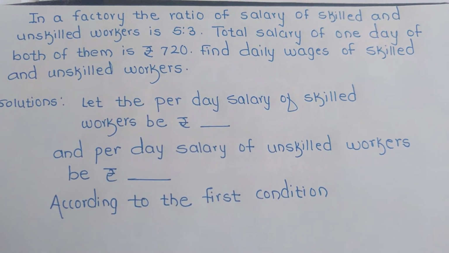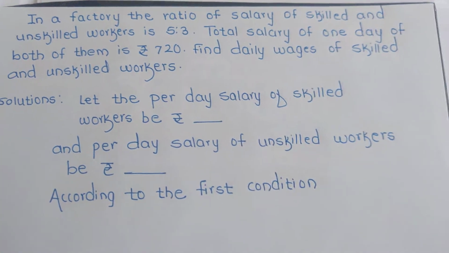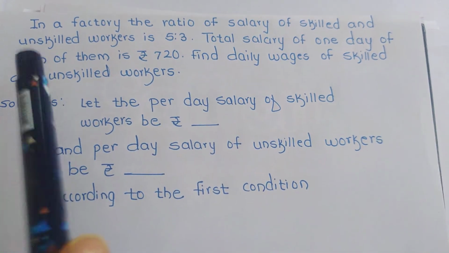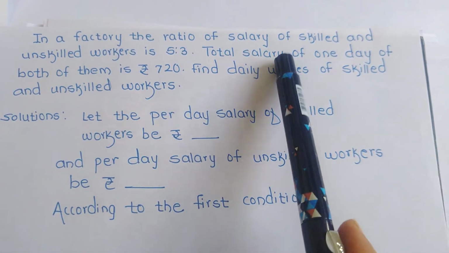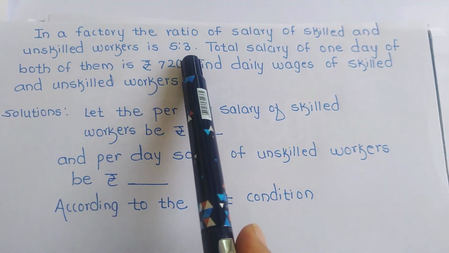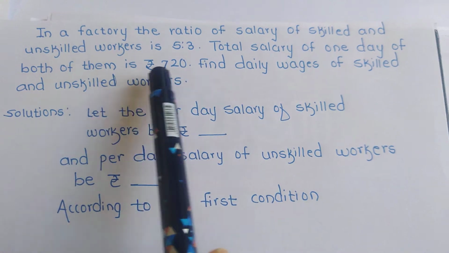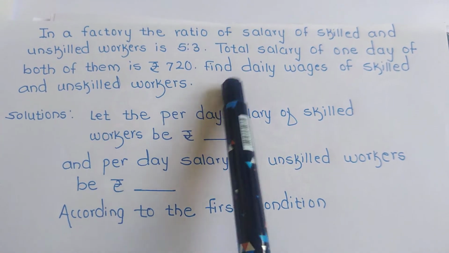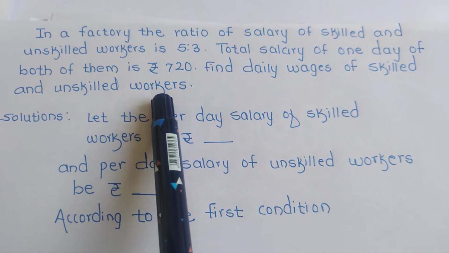In this video, we will see a word problem based on linear equations in two variables. Let us read the given word problem. In a factory, the ratio of salary of skilled and unskilled workers is 5:3. Total salary of one day of both of them is rupees 720. Find daily wages of skilled and unskilled workers.